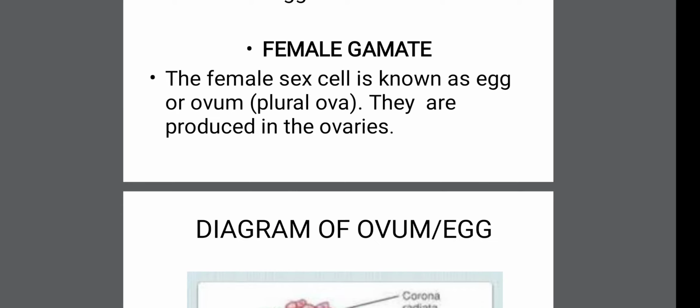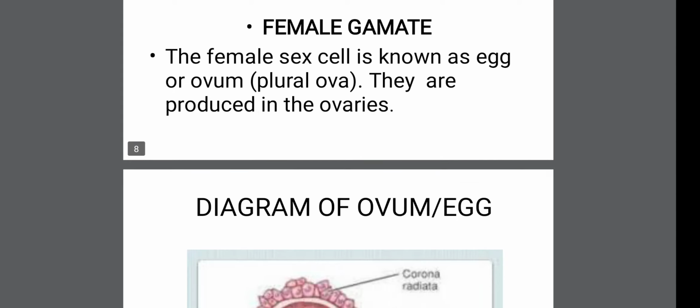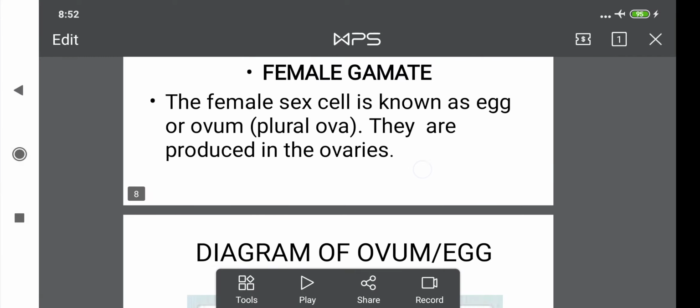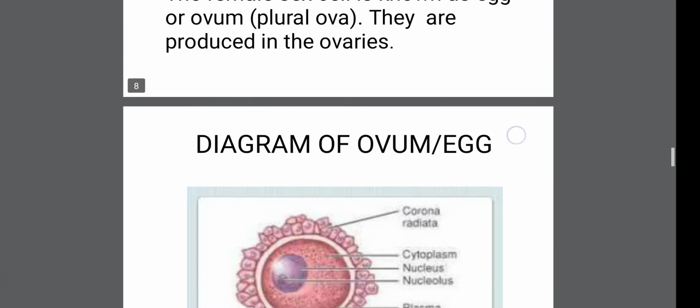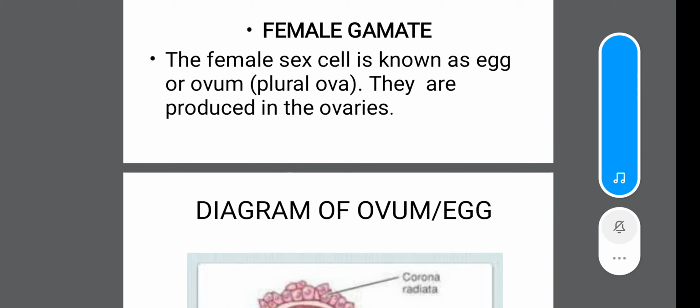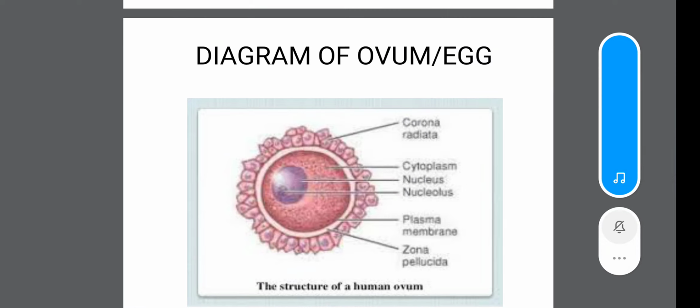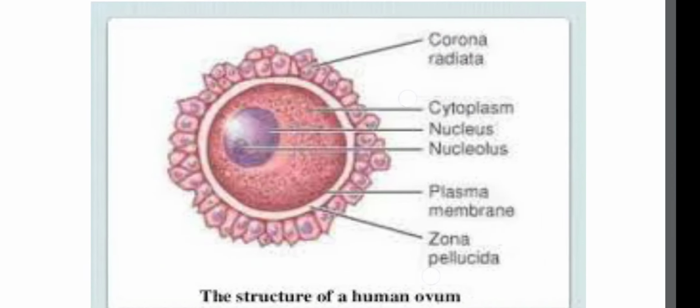The female gamete. The female sex cell is known as egg or ovum. The plural is ova. Please note that, it is very important. If it's more than one egg, it's known as ova. So egg or eggs, ovum or ova. They are produced in the ovaries. That tells you that the ovary is the female gonad, like I told you last time. Remember that a mammalian female has two ovaries, one at each side. This is the diagram of the ovum or egg, the structure of the human ovum.